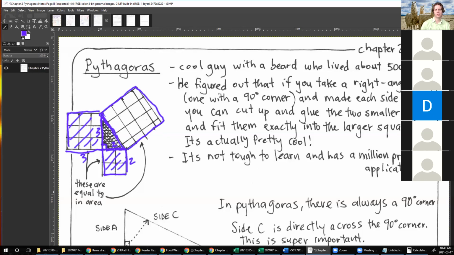It's really cool. There's tons of applications for this because how many times are we going to have to cut up a piece of paper to figure out how it goes in? And I'm going to show you what the applications are. There's literally a million applications for this, and it's not that hard to learn.